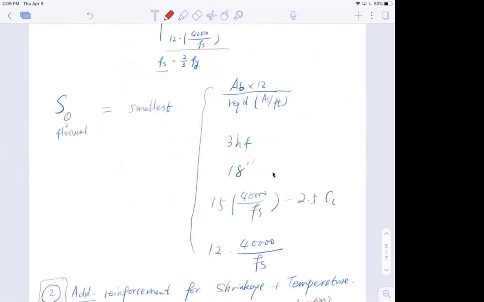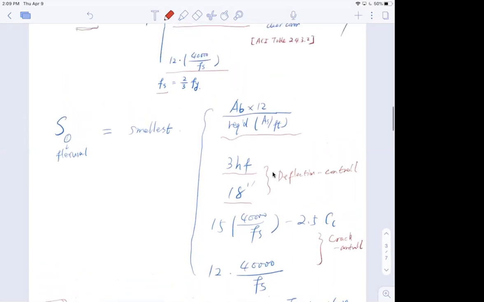Ab multiplied by 12 divided by required area per foot. This is through calculation. And 3h and 18 inches is the deflection control requirement, and this is the crack control requirement. Sorry about that, but I forgot to mention there's also a minimum reinforcement area requirement.